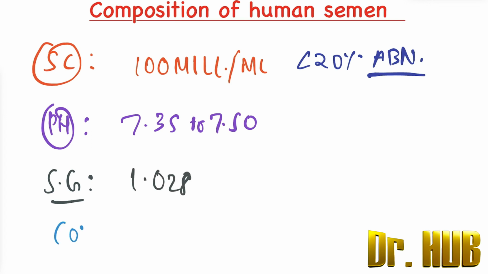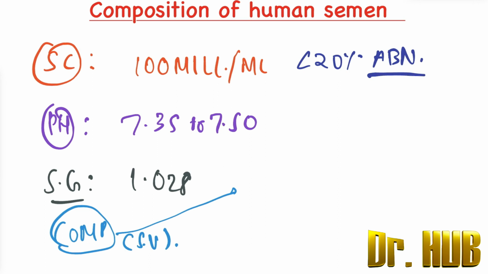Now the question arises on the components. So what are the components? This will be from the seminal vesicles, which we are calling SV. What we need to know is that it constitutes about 60% of the total volume.